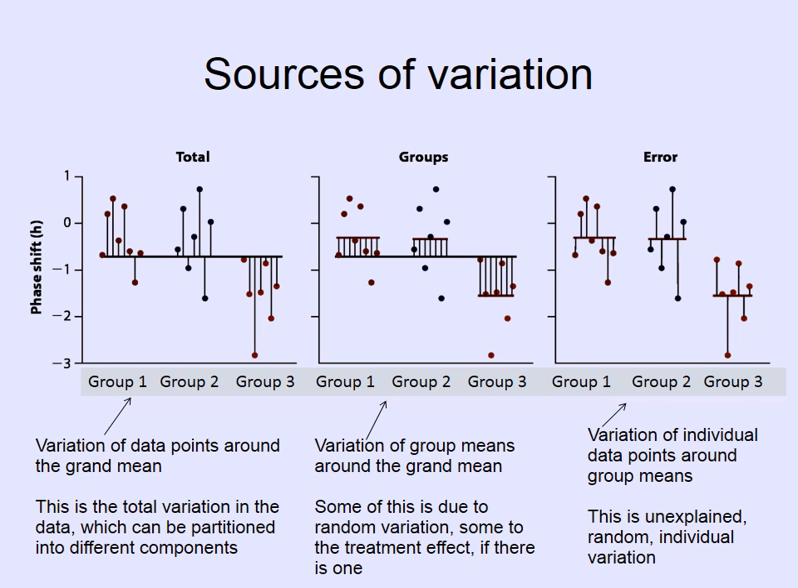And the final one is error variation, which we call error. That's each individual data point within the group and how far it is away from its own mean. That's the unexplained random individual variation, stuff we can't explain. Hopefully biological variability.